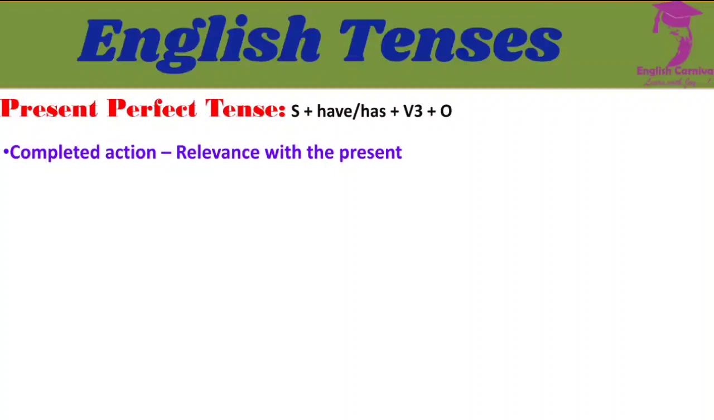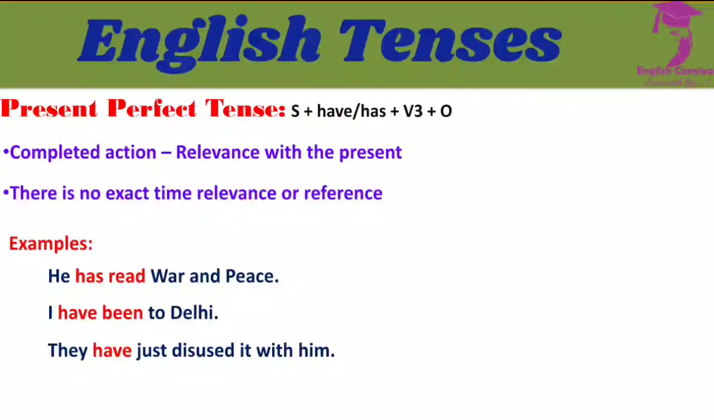action or activity which is just completed in the past, but the completed action or activity has still its relevance or impression with the present moment where we are talking about that particular action. Friends, here in this tense, the word perfect tells us the action that is completed, and the word present shows its relevance of the completed action with the present moment.